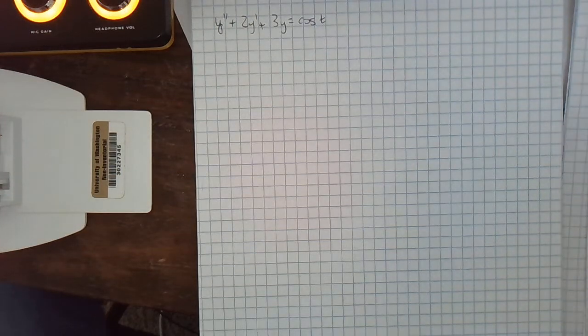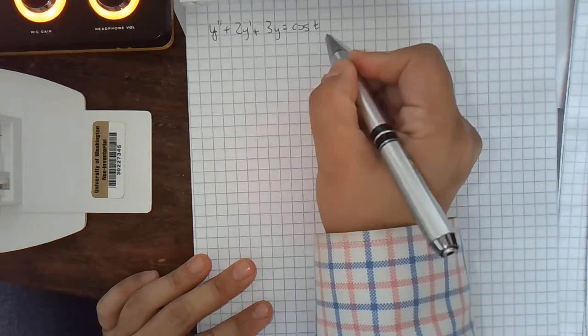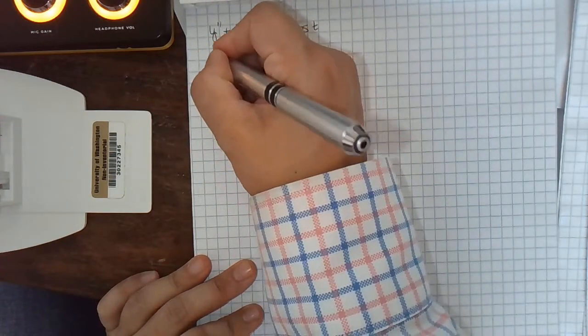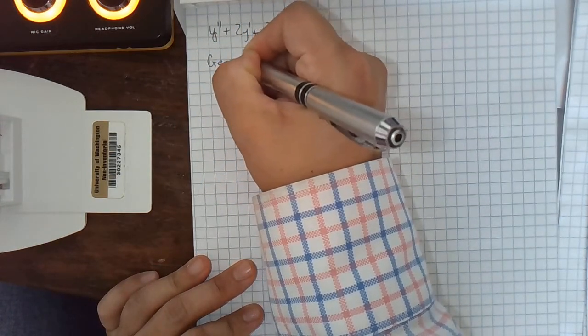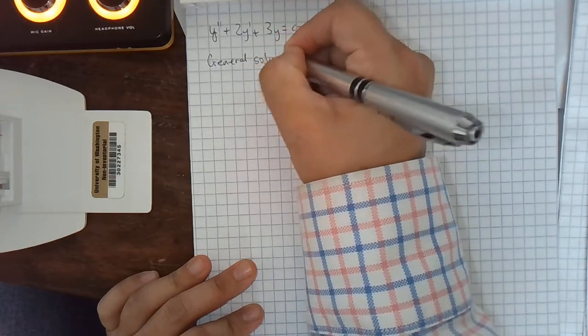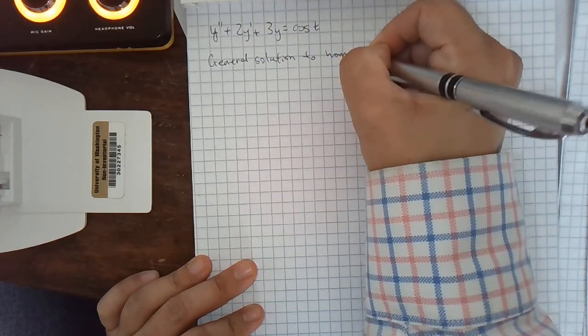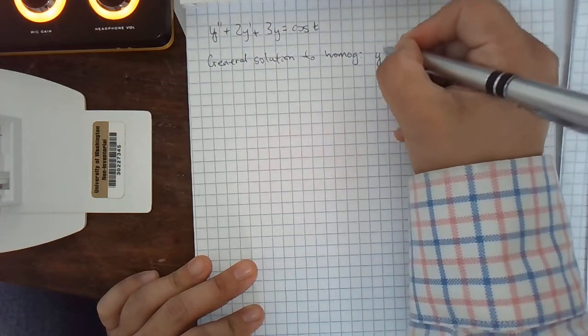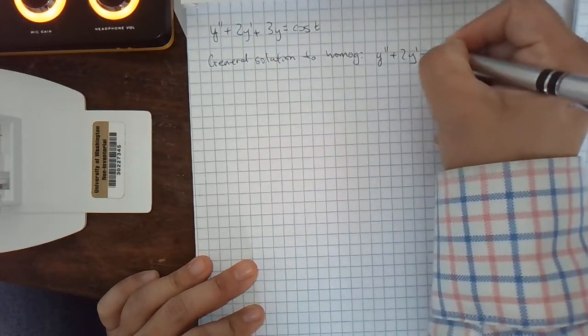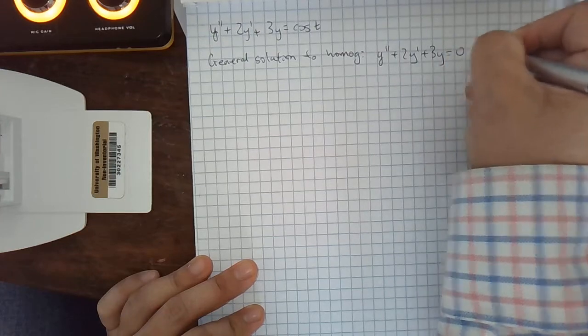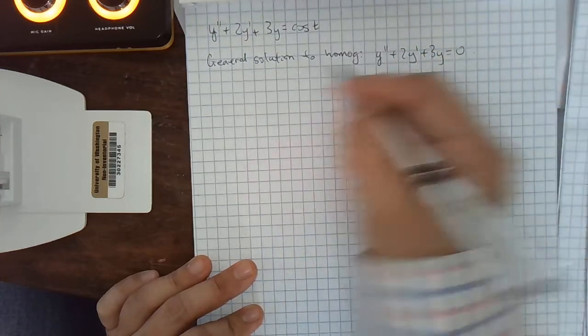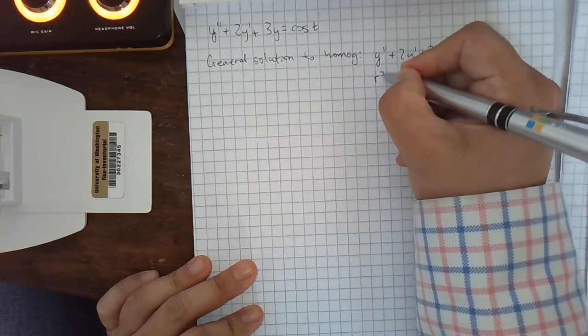So we're continuing with doing more examples of the method of undetermined coefficients. Here's one with a cosine on the right-hand side. First we want to find the general solution to the corresponding homogeneous equation, which is going to be y double prime plus 2y prime plus 3y equals 0. And I didn't show you before how little work you can show for this, so let's do that.